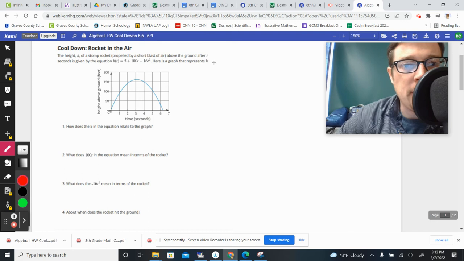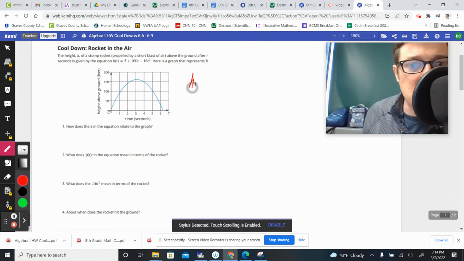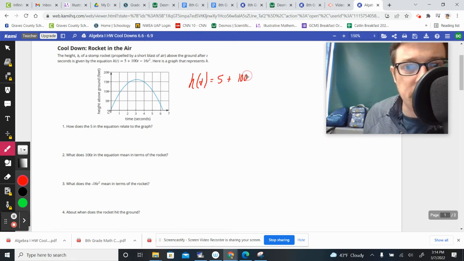And here's a graph that represents it. So you can see as the time passes, the rocket rises and the rocket falls. And what we want to do here is explain what some of these parts of the equation mean. So let's start with copying it down. We've got h of t equals 5 plus 100t minus 16t squared.